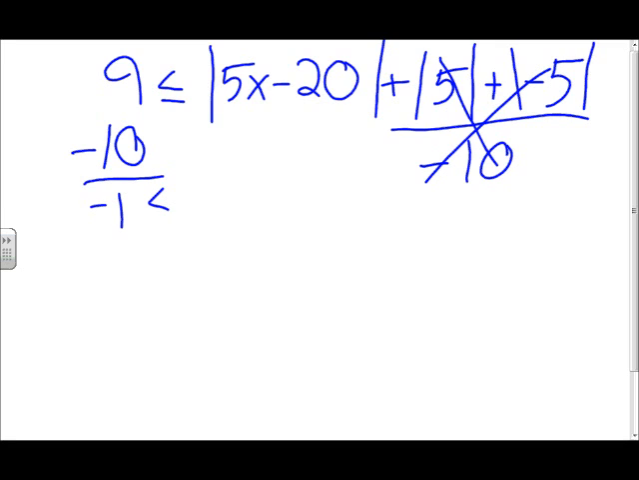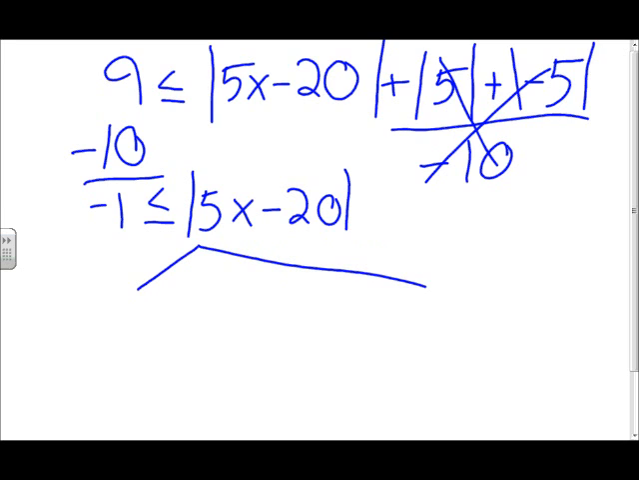Now, the problem that we're left with is negative 1 is less than 5x minus 20 in absolute value bars. Now, with this, you split it up into two different problems like we've done before. So the positive one and then the negative one. The positive one, nothing changes, so it's still negative 1 is less than or equal to 5x minus 20. Just this time there's no absolute value bars.